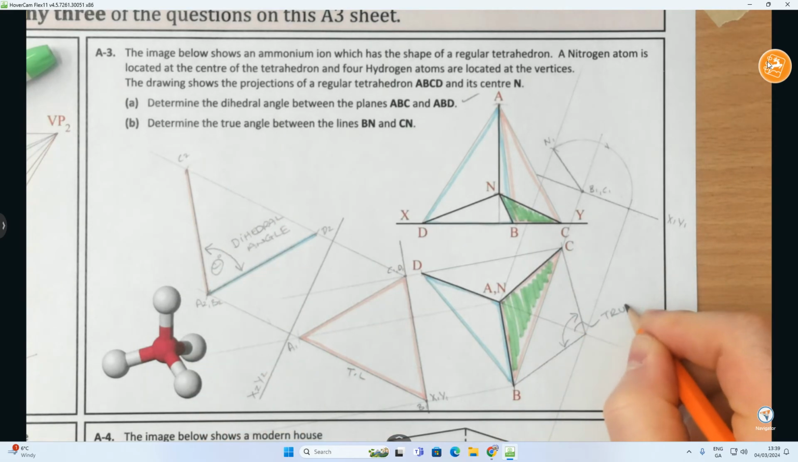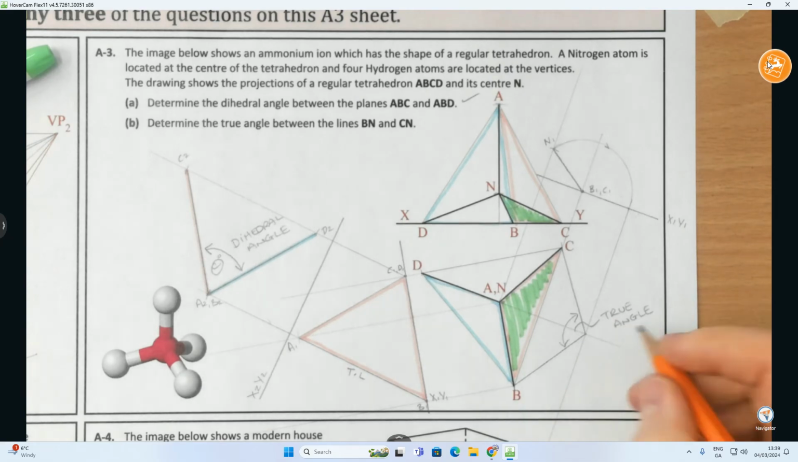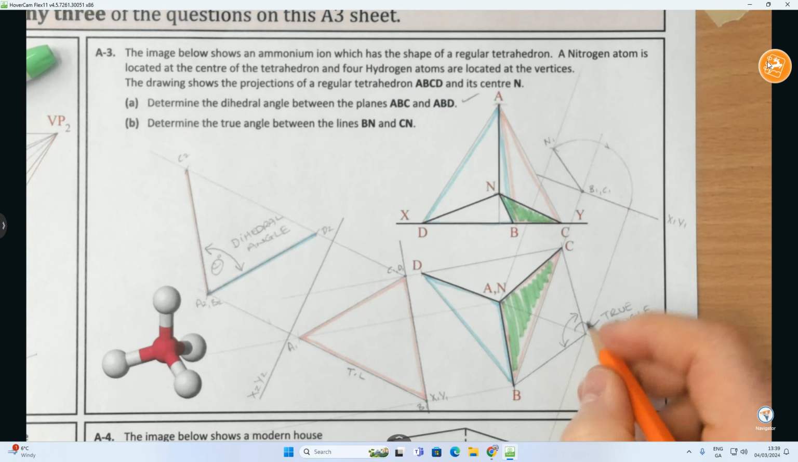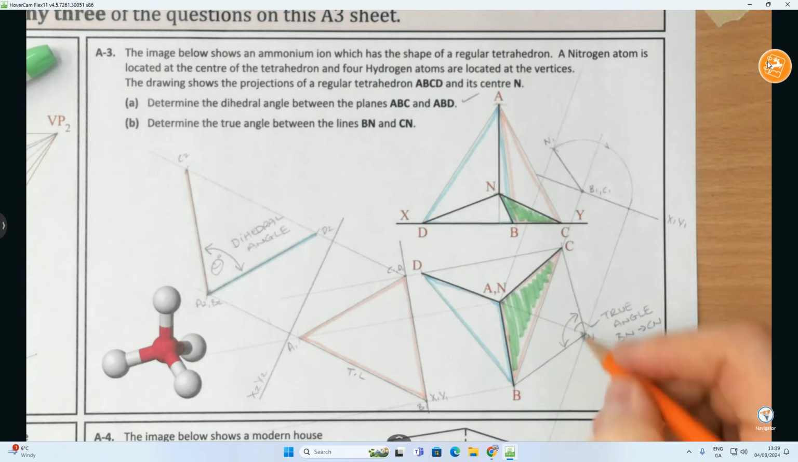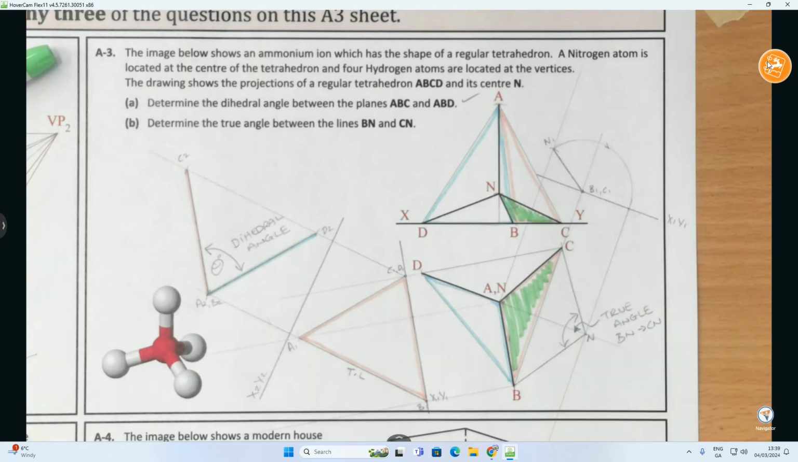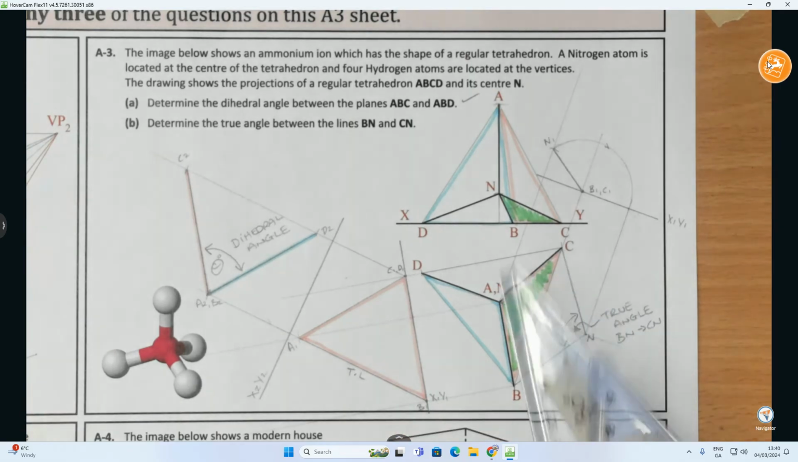I'm just going to write in true angle BN to CN. The true angle between the line, because this would be the new position of N. So BN to CN, that is the true angle inside there. The other way, as I said, it could have been done, and I would have ended up finding this point as well, if I just got the true length. This is probably a slightly quicker way, some students mightn't recognize this. I just needed to find the true length of the line from C to N.